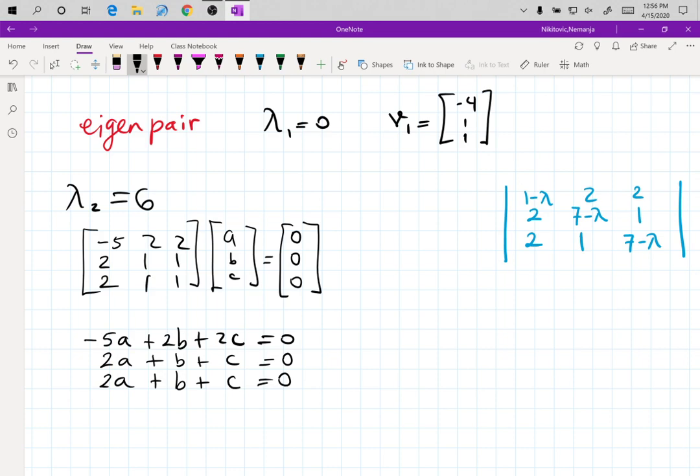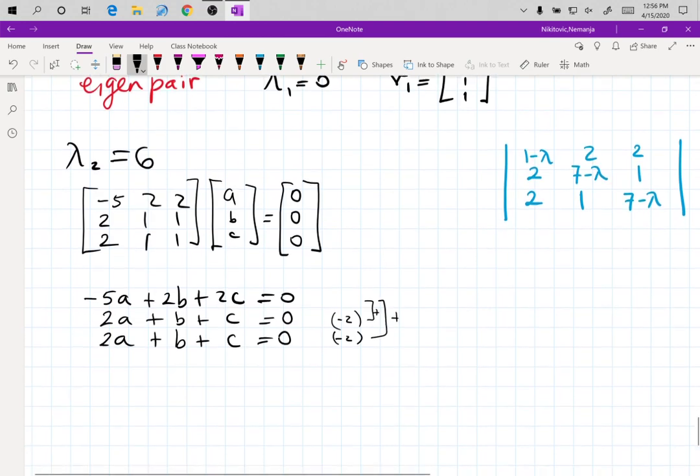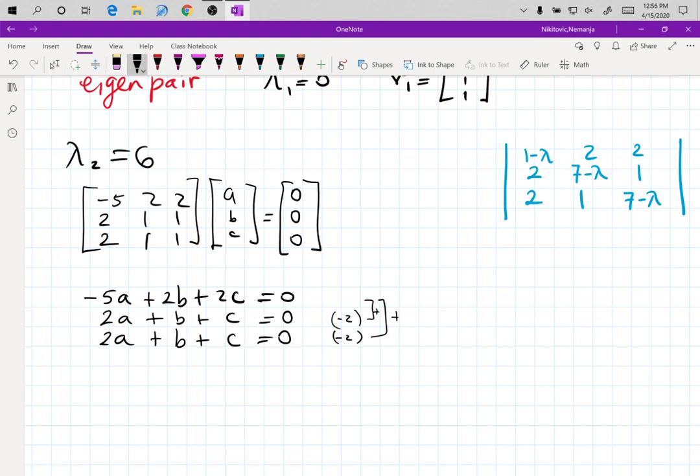So let's see what we need. We can eliminate C if you want to. So times negative 2, times negative 2 to eliminate C. And we'll go from there. So you're going to get, again, two equations, so you don't really need to write this twice.